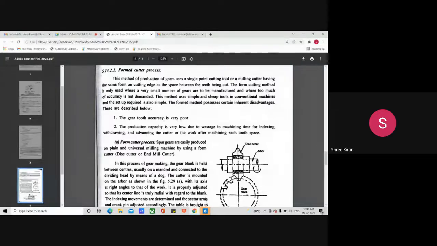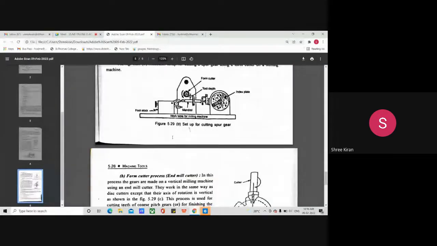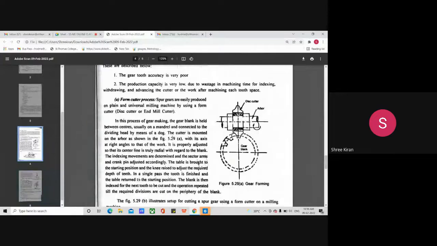Now the last one is the form cutter process, where spur gears are easily produced on a plain and universal milling machine by using a form cutter, disc cutter, or mill cutter. This is how the gear is formed, and this is the disc cutter and the arbor. So this is where the gears are formed.